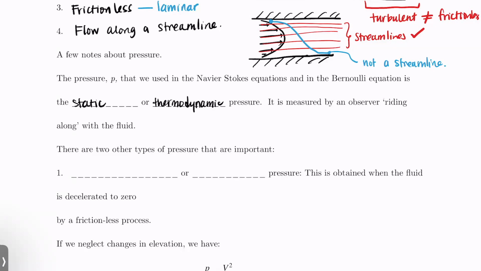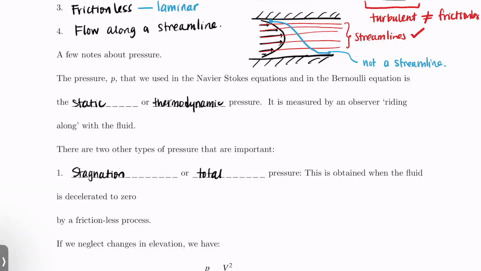But there are 2 other types of pressure that are important. The first one is the stagnation pressure, or the total pressure. These are 2 names for the same thing. This is obtained when the fluid is decelerated to 0 by a frictionless process. I'm hoping that you have seen such a thing in thermo at some point.